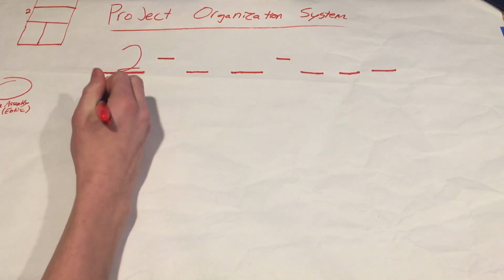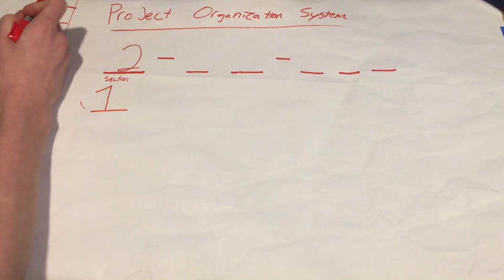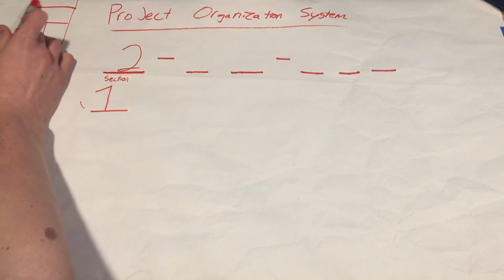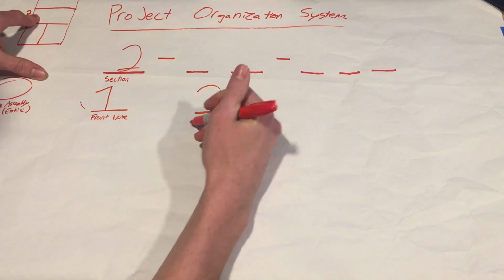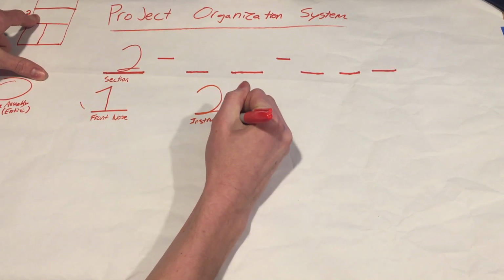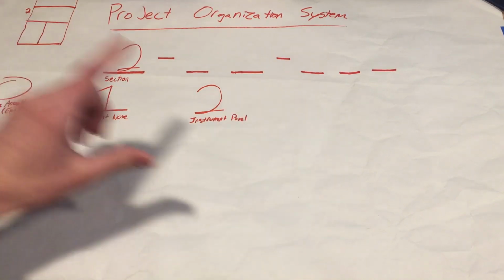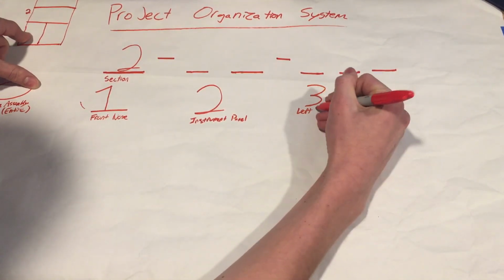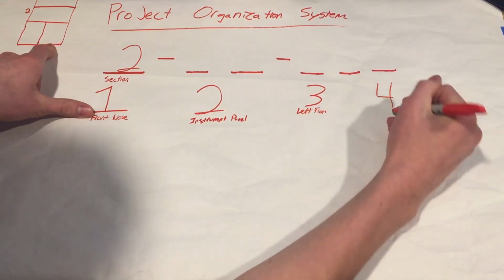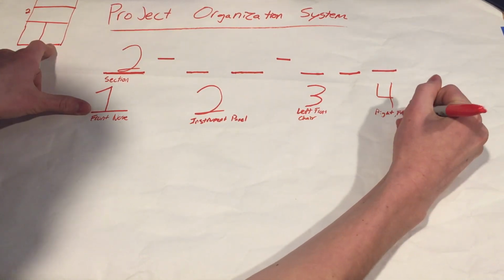Section 1 is this front section up here. It's the one before section 2. Section 2 is the instrument panel section. Section 3 is the left pilot seat, so the left front chair. Section 4 is the right front chair.